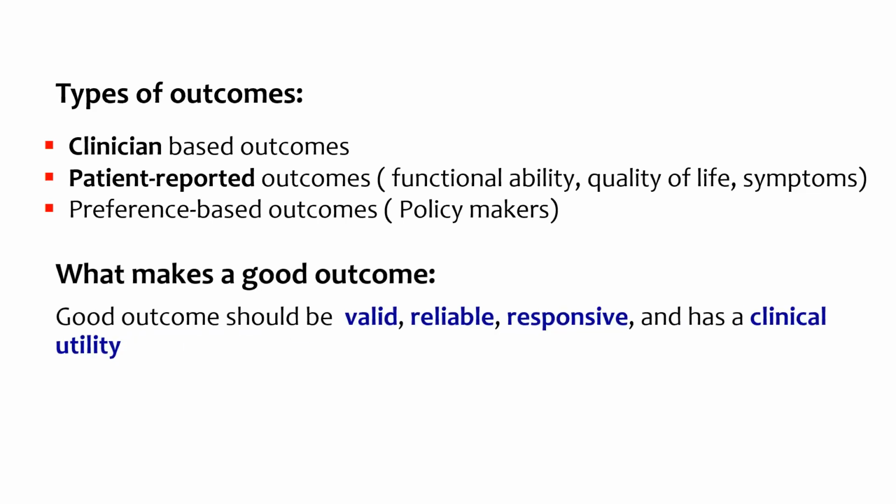What makes a good outcome? هذه الterms valid, reliable, responsive, and the clinical utility. Valid إنه يحقق الهدف اللي يريده. يعني I am testing drugs decreasing the weight. Now, what is the best outcome to show the effectiveness? Probably body weight or even body mass index.